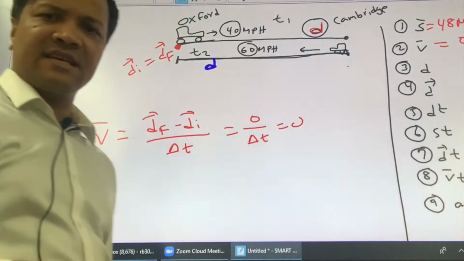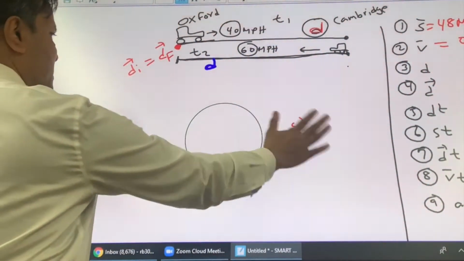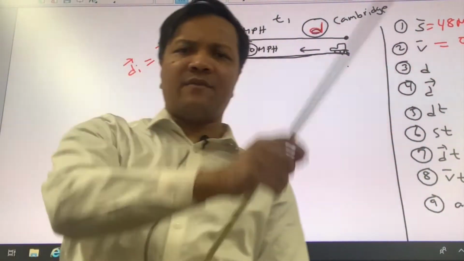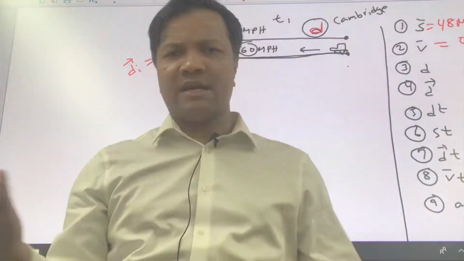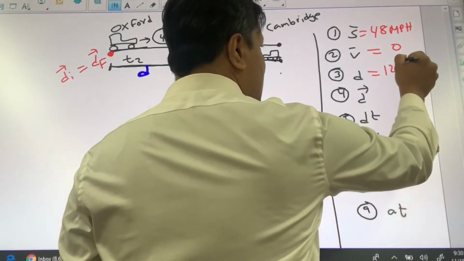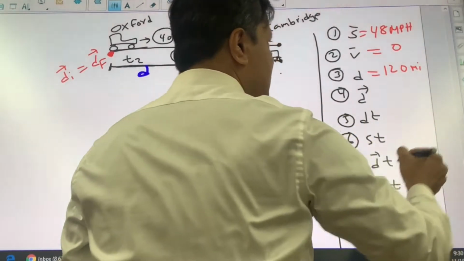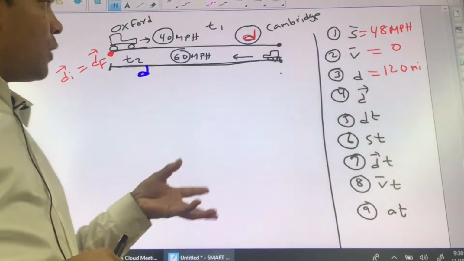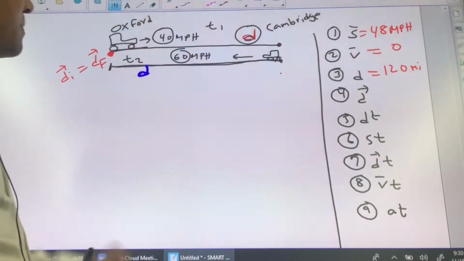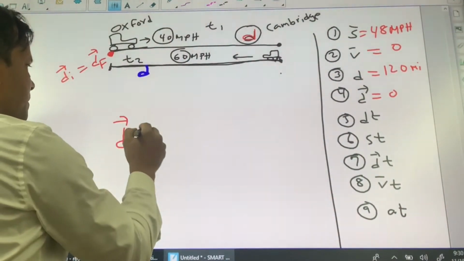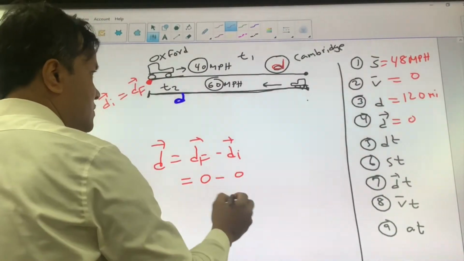Now you're going to find the distance between Oxford and Cambridge. If you take a ruler and measure the distance between Oxford and Cambridge, I did it and it turned out to be 120 miles. It is actually 120 miles. Now, what would be the displacement of the trip? The displacement of the trip would be 0, because displacement final is 0 and the initial is 0.